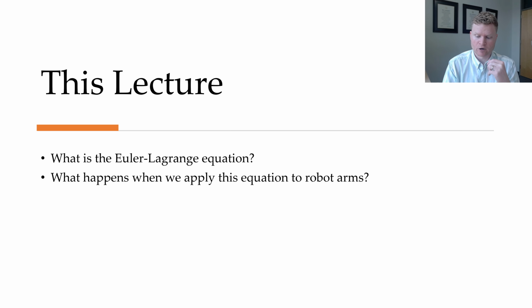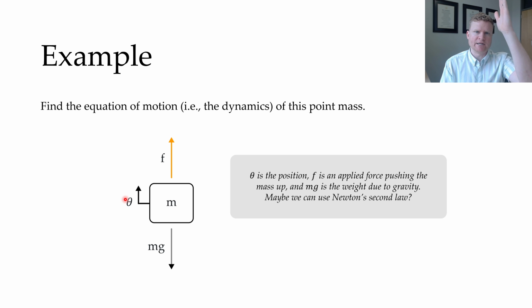I want to find the equation of motion, i.e. the dynamics of a point mass. And I'm showing you a point mass right here. The mass is going to be m, and it's at position theta, where moving upwards is a positive change in position. I've also got a force F that's pushing this mass upwards, and I've got the effect of gravity that's pulling it back down. So I've got mg that's pulling this mass back down.